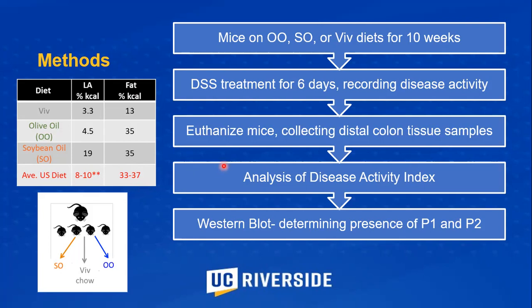Once I split them into groups, I put them on diets for 10 weeks, and I would feed them and weigh them. Afterwards, I did this treatment called DSS, which stands for dextran sulfate sodium. DSS is known to induce colitis-like symptoms. It's a chemical compound that, when mixed in the water and the mice drink it, essentially scrapes their intestinal lining, which is known as the epithelium. Once it does that, it shows a lot of colitis-like symptoms, which I'll be discussing later with the disease activity.